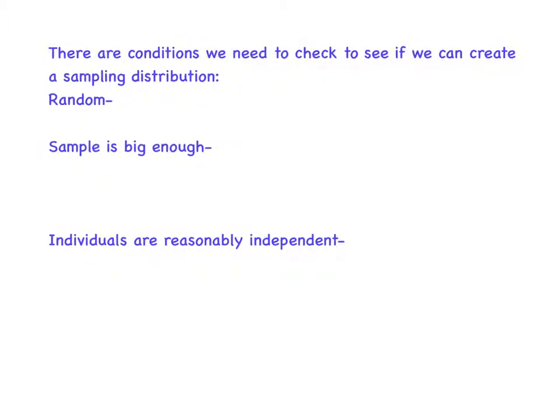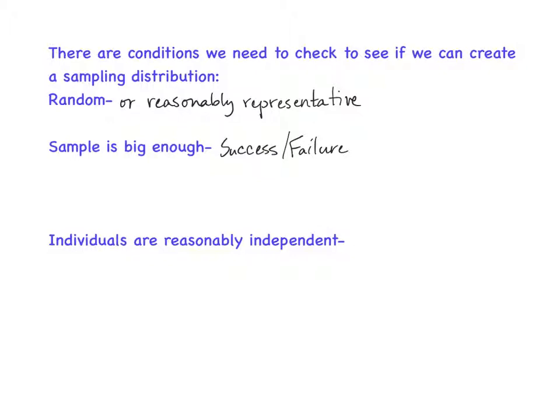So there are 3 conditions we need to check to see if we can create a sampling distribution. 1, is it random or reasonably representative? 2, is the sample big enough? We check that with the success-failure condition. When we do that, we take NP, so N times P, and that needs to be greater than or equal to 10. And we take N times Q, and that needs to be greater than or equal to 10. So we check those 2 things to make sure we have a large enough sample for 10 successes and 10 failures to occur.